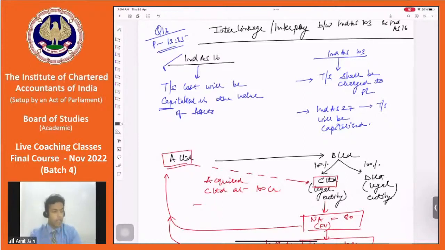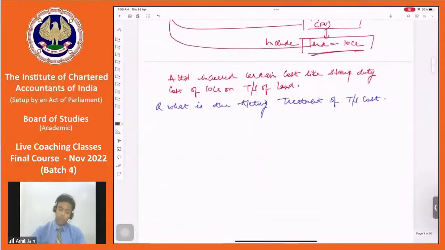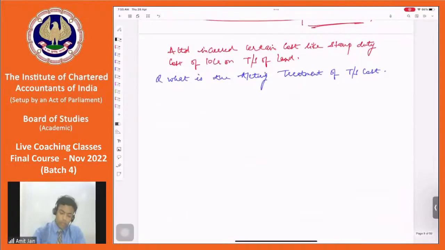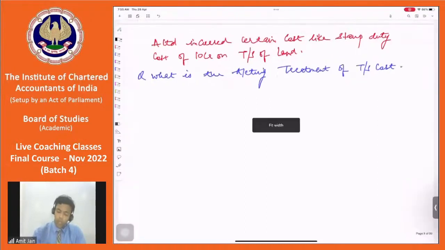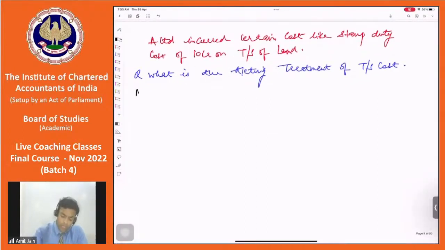Yes, Ayush has said in the standalone it will get capitalized, and in consolidated it will be charged to P&L. Jay Srivastav is saying in the standalone capitalized, in CFS reverse investment and charge to P&L. And Aditya is saying transfer to P&L. Absolutely, guys, you are absolutely correct. Bang on.